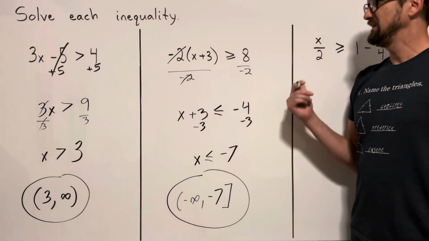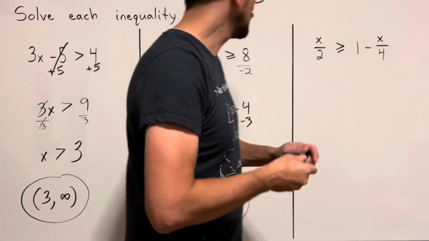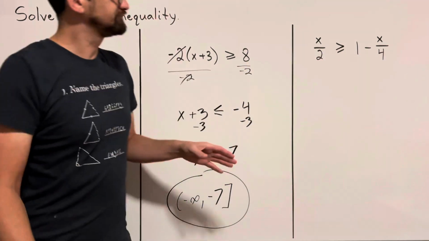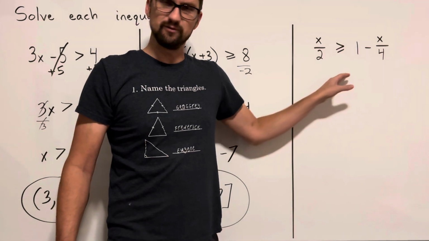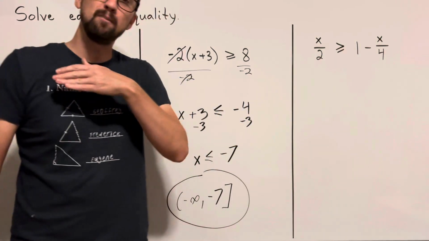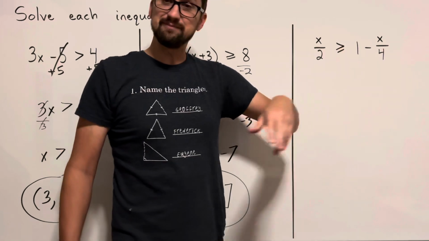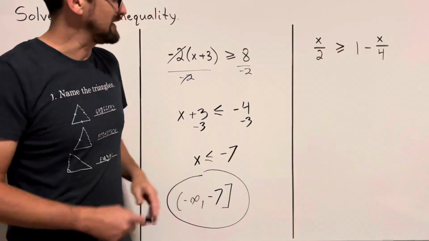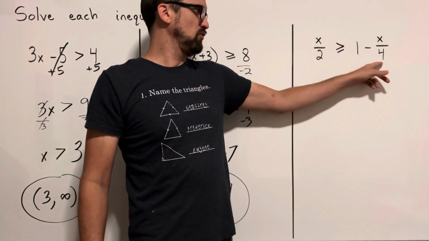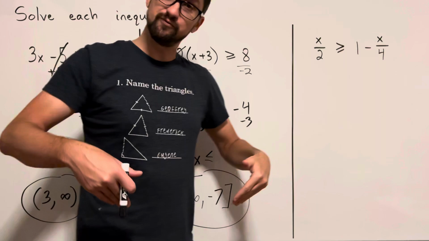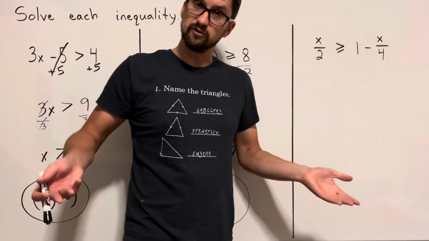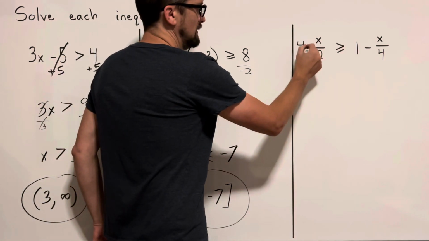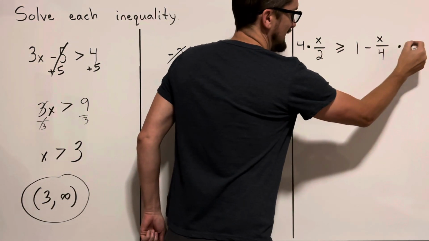Let's look at this last one. This last one, we have x over 2 greater than or equal to 1 minus x over 4. Now, if you don't like dealing with fractions, we have denominators of 2 and 4 here. We can multiply both sides by the least common denominator of 2 and 4 to get rid of the denominators. And 2 and 4, the lowest number that they both go into is 4. 2 goes into 4 twice, and 4 goes into 4 once. So we can get rid of these denominators by multiplying both sides by 4.